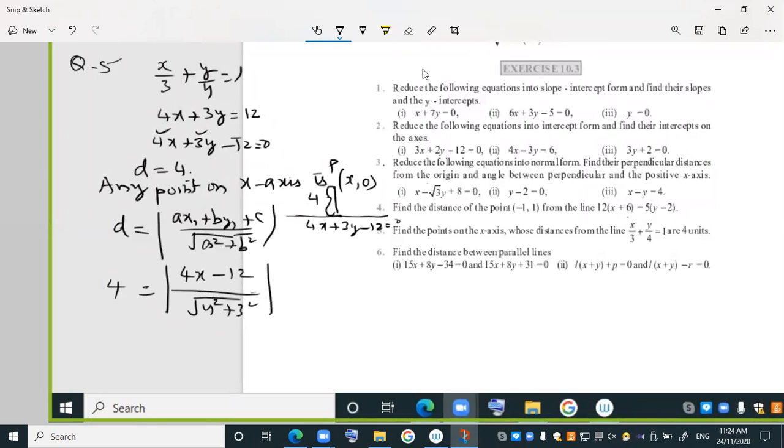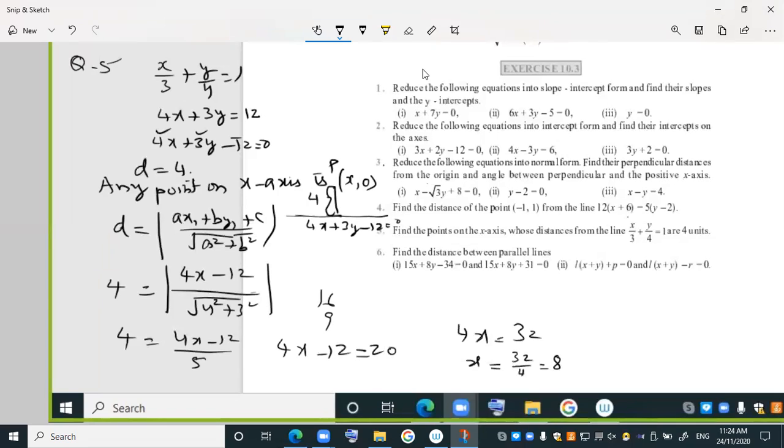Okay, then solve it. 4 is equal to 4x minus 12 divided by, 4 fours are 16 and 3 threes are 9, 16 plus 9 is 25, root is 5. 5 fours are 20. So 4x minus 12 is equal to 20. 4x is equal to 32. x is equal to 32 divided by 4. 4 eights are 32.